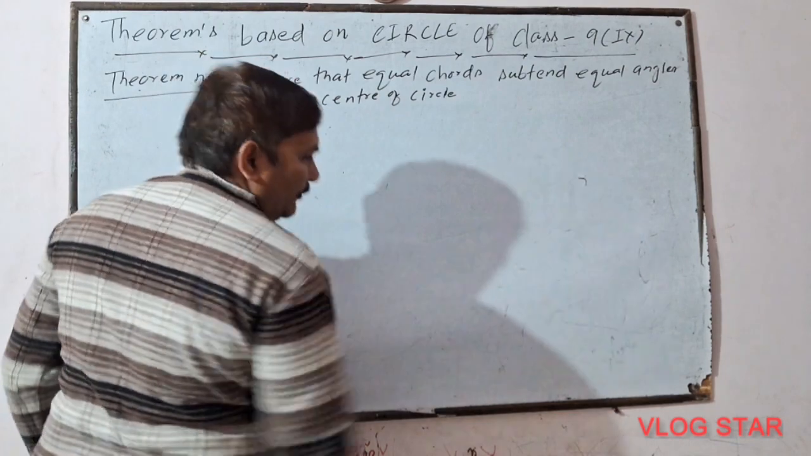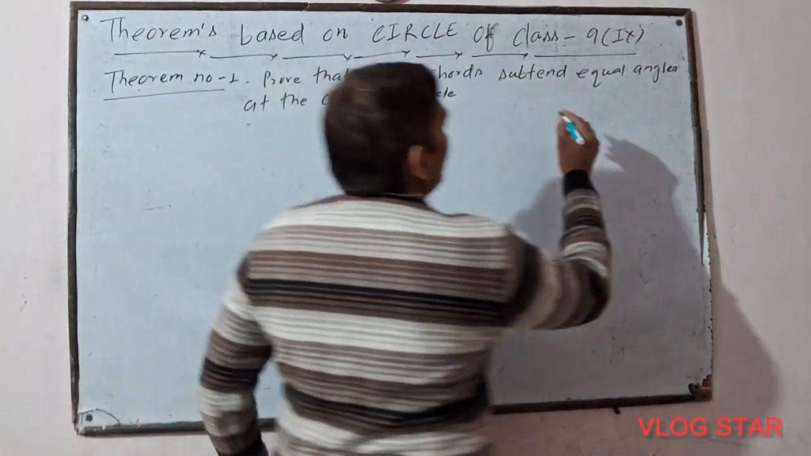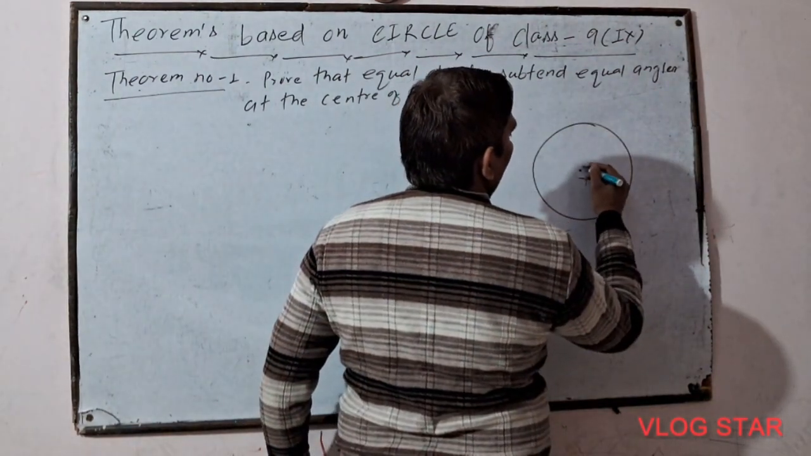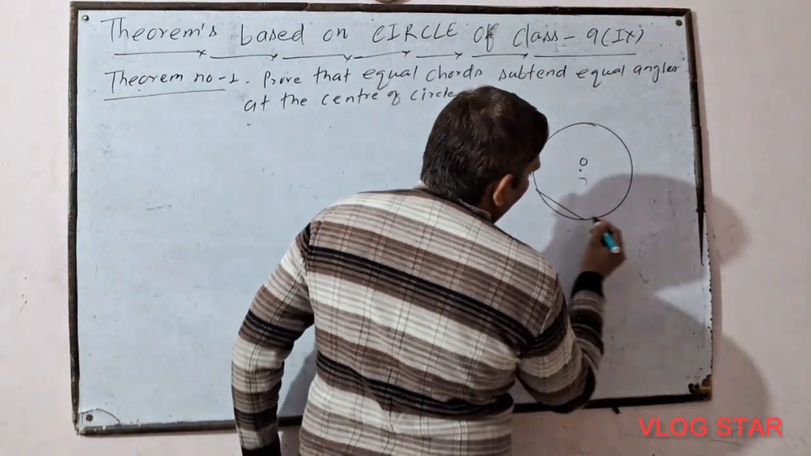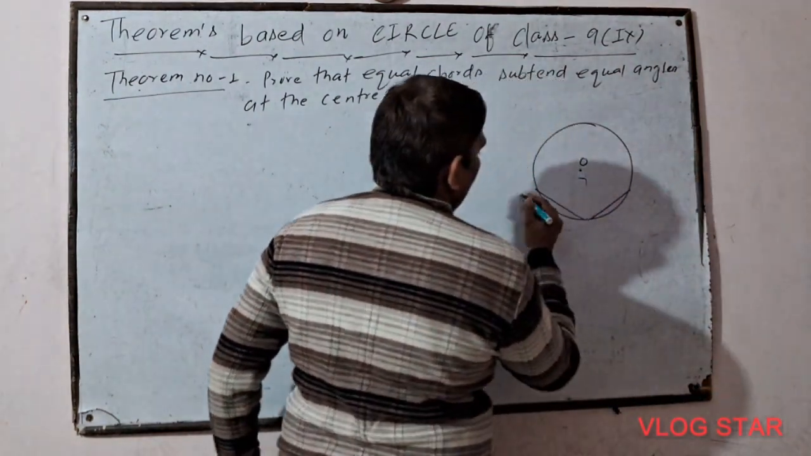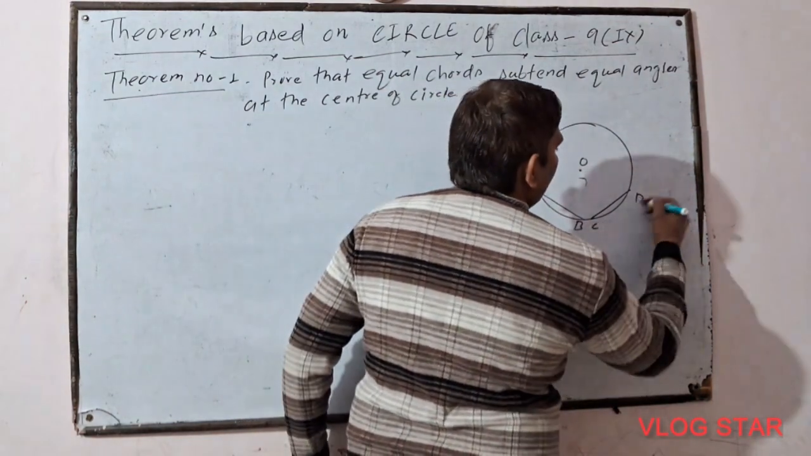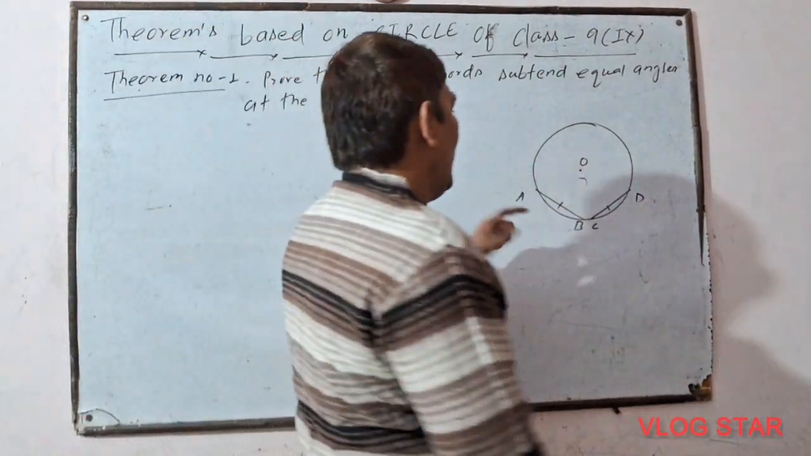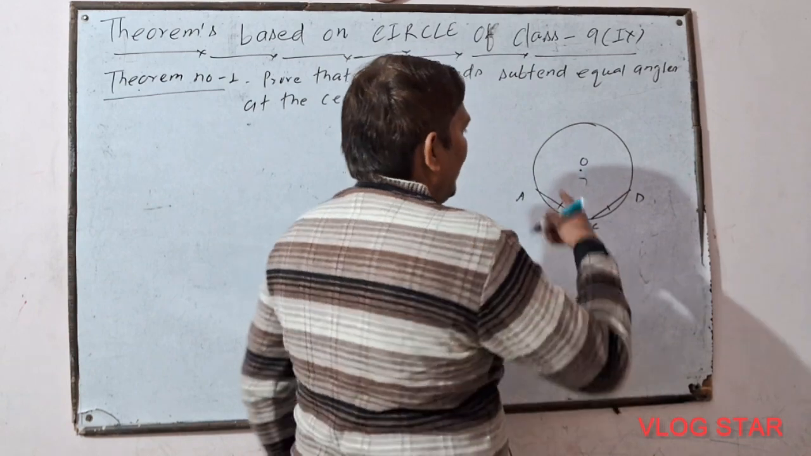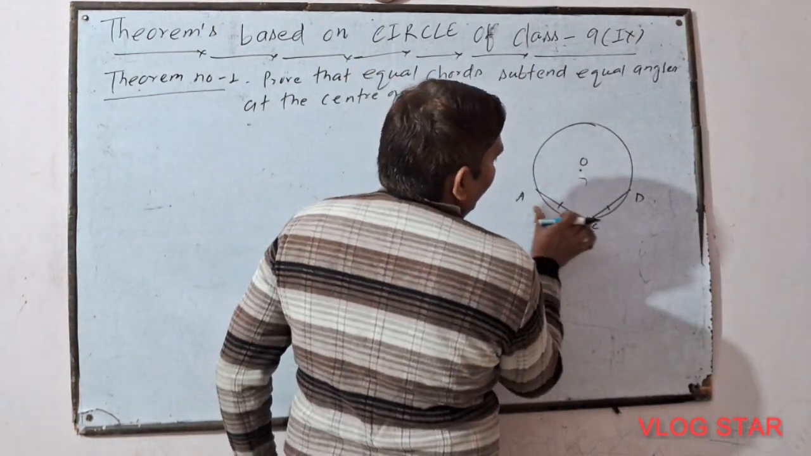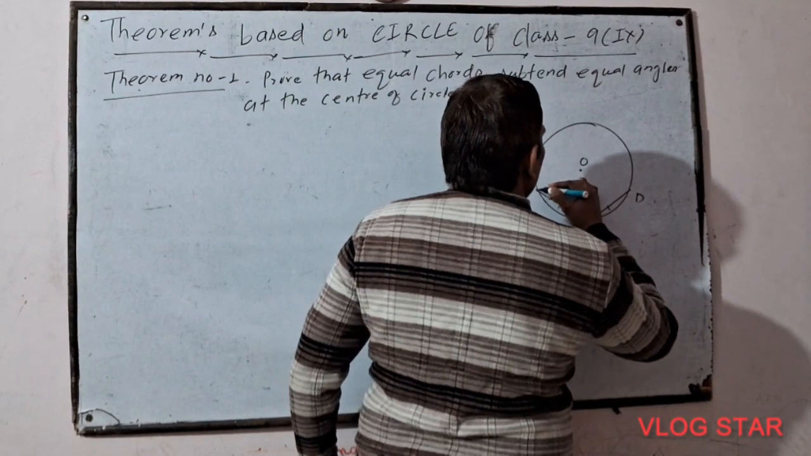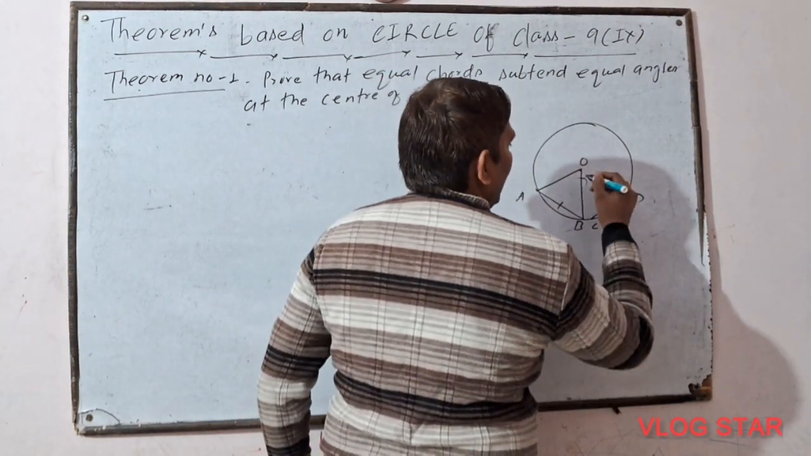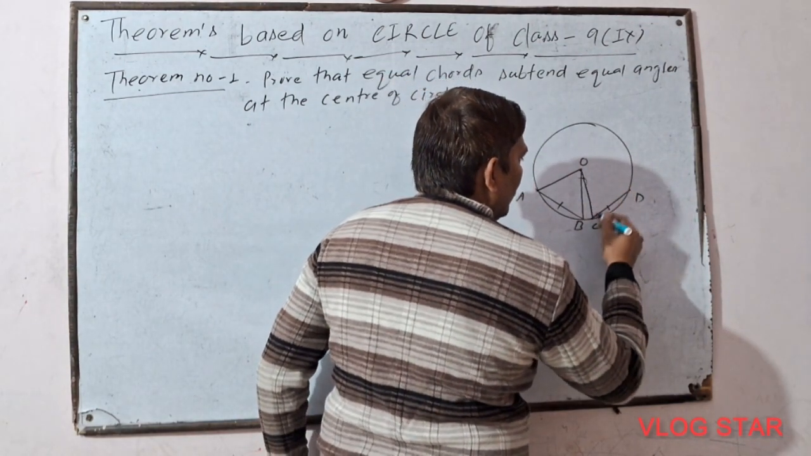See, the proof of this theorem is very easy. Now see, this is the circle, this is the center of circle, this is the chord AB, this is the chord CD. These two chords are equal. We have to prove that angles subtended by these chords at the center are equal. The angle subtended by chord AB at the center of circle is this angle, and the angle subtended by chord CD at the center of circle is this angle.